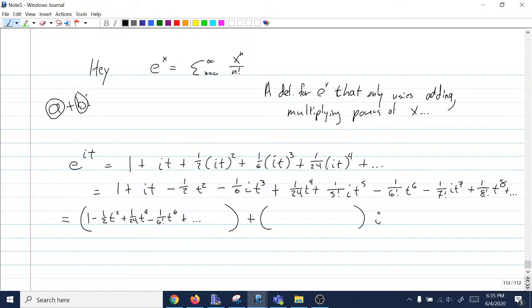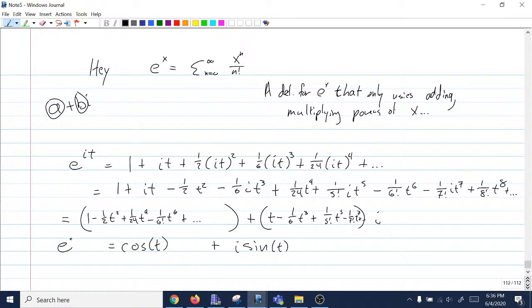And which parts of this have an i on it? Factor the i out of all of those. I get a t minus a sixth t cubed plus 1 over 5 factorial t to the 5, minus 1 over 7 factorial t to the 7, times i, plus ... You should recognize these. We just talked about these on the other page. This is cosine t. This is sine t.